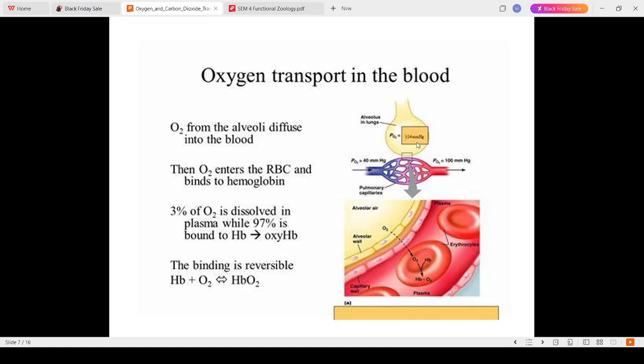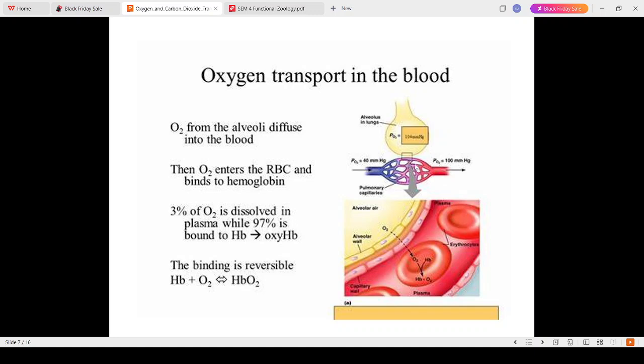What is the pressure here? It is, I think, 114 mm of mercury. So the oxygen pressure here is more than 100, while here it is only 40. So oxygen from here will be diffusing into the alveoli.